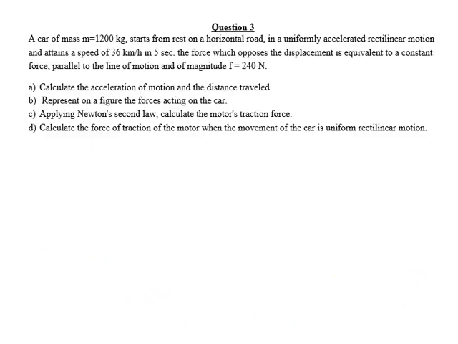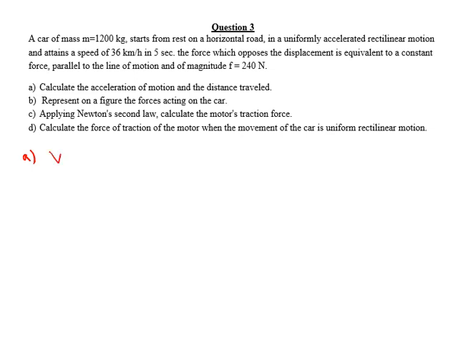Question 3. A car of mass equal to 1200 kg starts from rest on a horizontal road in a uniformly accelerated rectilinear motion and attains a speed of 36 km per hour in 5 seconds. The force which opposes the displacement is equivalent to a constant force parallel to the line of motion of magnitude F equal to 140 Newton. Part A. Calculate the acceleration of motion and the distance traveled.